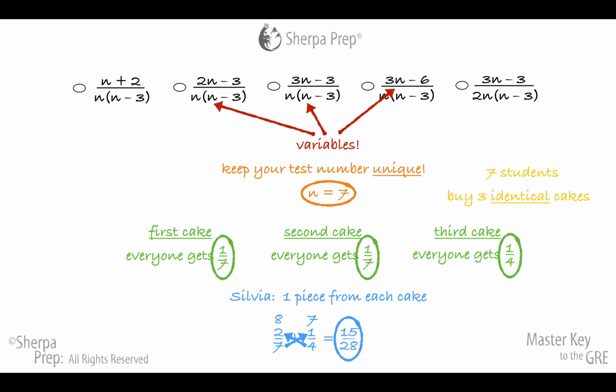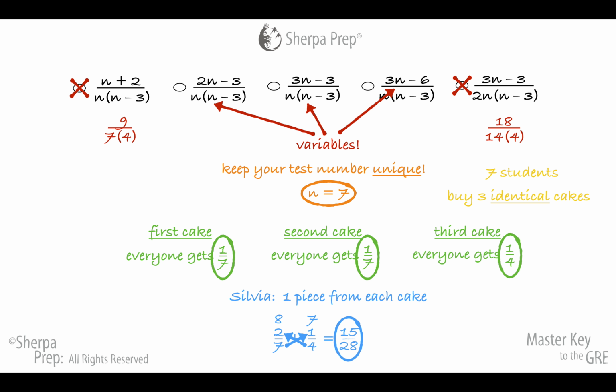So when we plug n equals 7 into the first answer choice, we get 9 on top and 7 times 4 on the bottom. That does not equal 15/28. That's why the first answer is not the correct answer. And likewise, when I plug into the last answer choice, I get 21 minus 3, which is 18, over 14 times 6. That also doesn't match 15/28. That's why the last choice is not the correct answer.